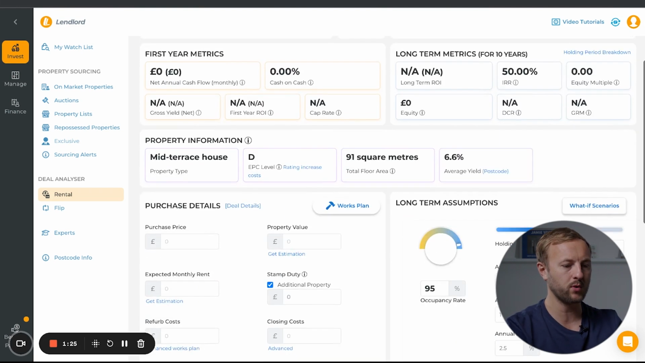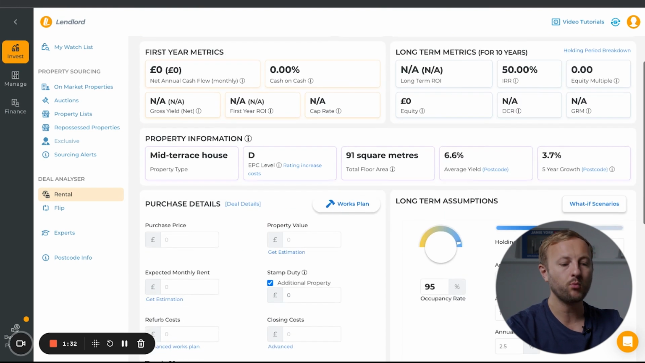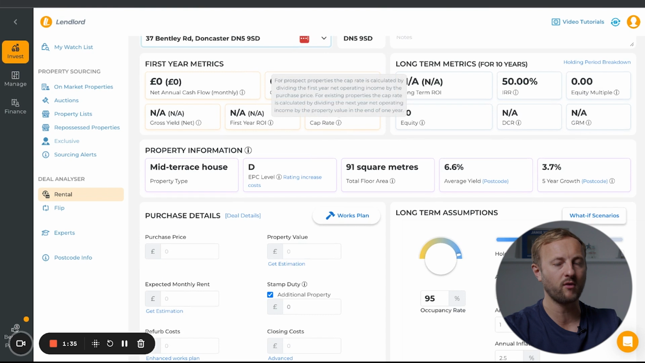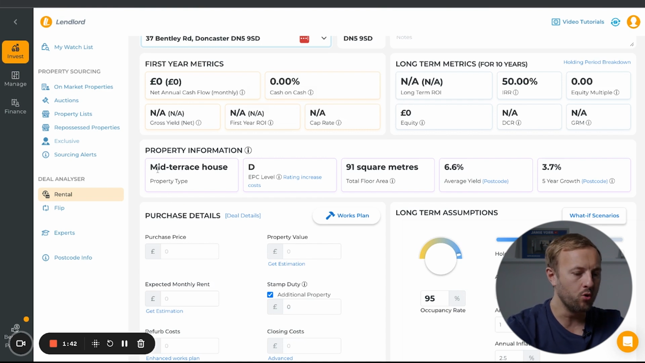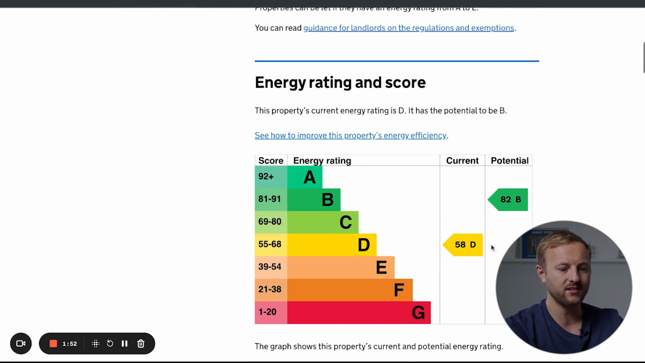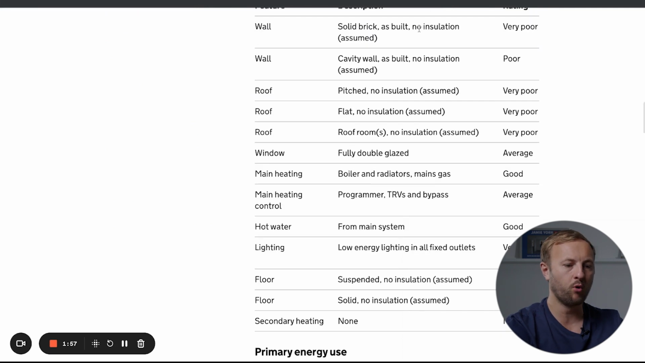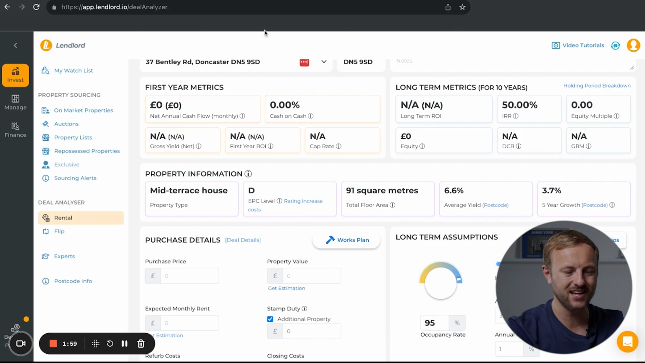So when we're looking at this, we want to make sure we're actually getting key metrics in. You can see there's a list of properties there. But ultimately, we want to understand our numbers. The first thing I love about Lendlord is that it extrapolates property data from multiple areas. So already by putting this in, I know that it's a mid-terrace house. I know that it's got a D rating, and I can click on here, it opens up the government website, and I can see it's got the ability to go to a B, shows me what's likely to be getting there, what's poor, what's good, what's average, to get it to that C rating if it ever comes in.